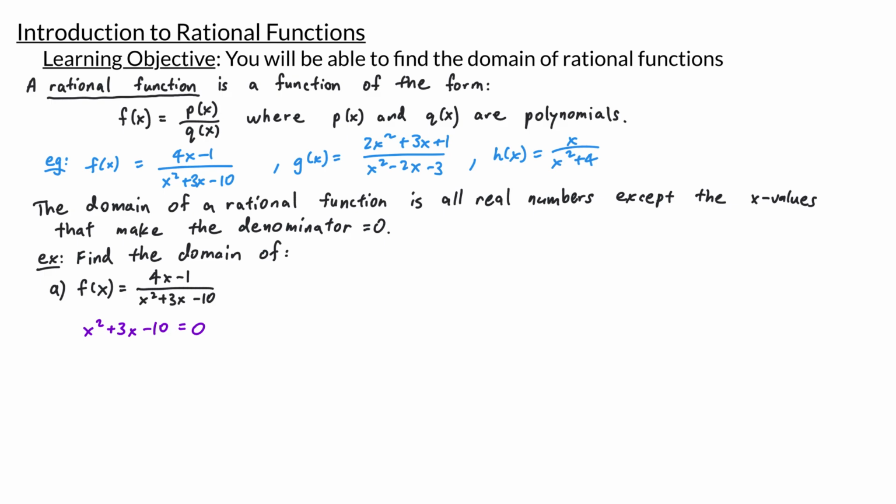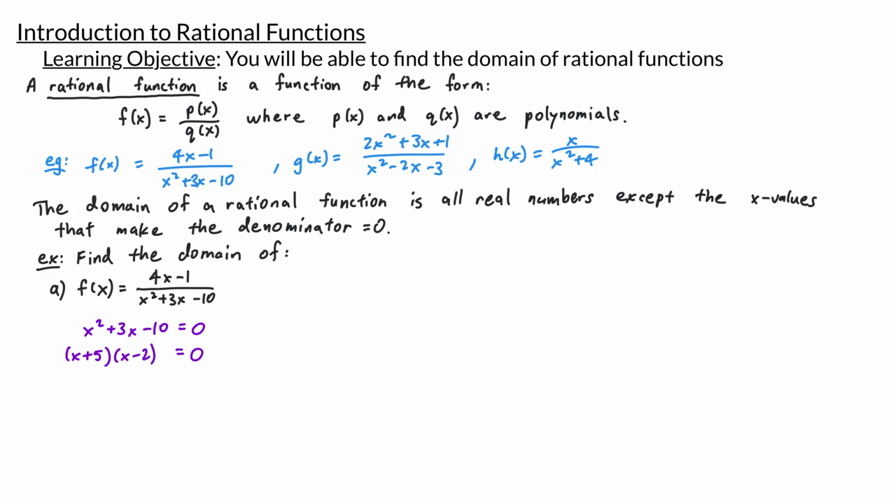We can try to solve this equation by factoring. To factor x squared plus 3x minus 10, we need to come up with two numbers that multiply to negative 10 and add up to positive 3. Two numbers that multiply to negative 10 and add up to positive 3 are positive 5 and negative 2. So this factors into x plus 5 times x minus 2. And this is equal to 0.